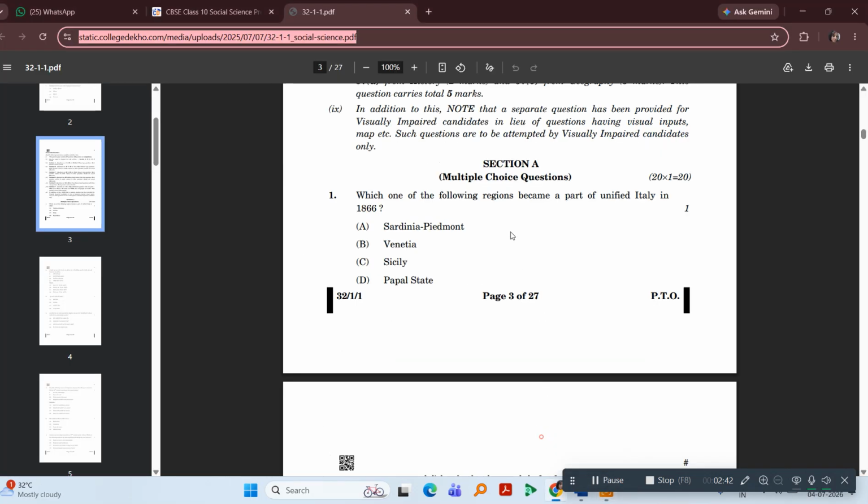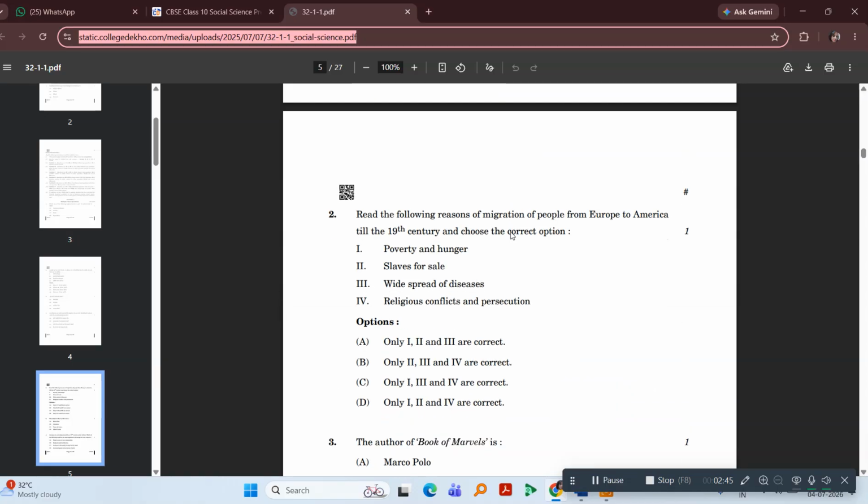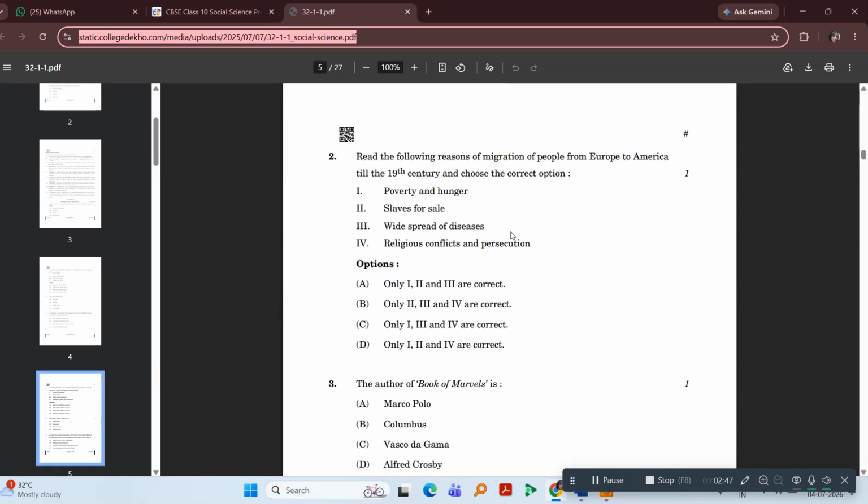Now, the second question is, read the following reasons of migration of people from Europe to America till the 19th century and choose the correct option. The reasons are poverty and hunger, slaves for sale, widespread diseases, religious conflicts and persecutions. And the options are given like this. Only 1, 2 and 3 are correct. Only 2, 3 and 4 are correct. Only 1, 3 and 4 are correct. Only 1, 2 and 4 are correct.